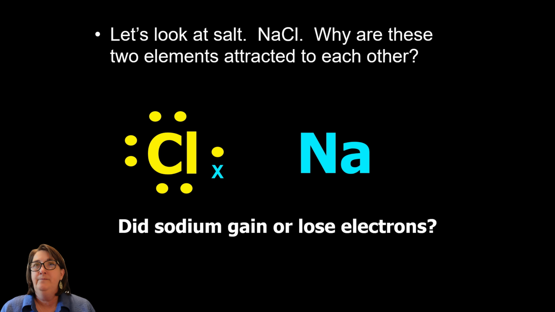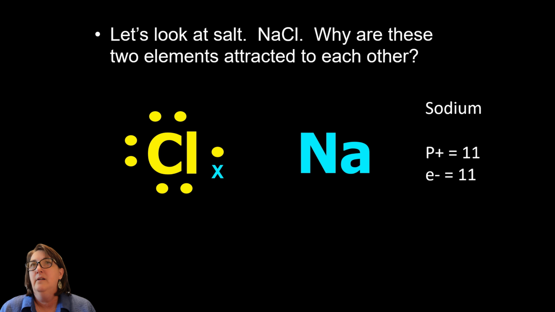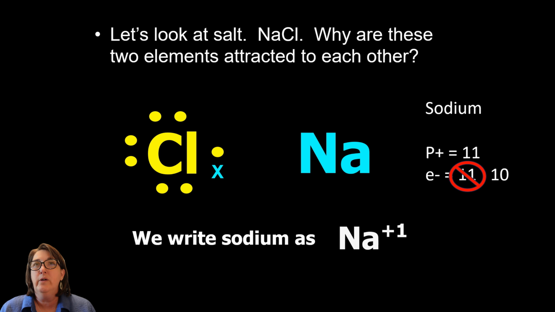I have sodium. It's going to lose an electron. So since it lost an electron, I have to look at this. Sodium has 11 protons. I have on a neutral atom 11 electrons. I no longer have 11. I got rid of 1, so I have 10. Now my charge is going to be a +1, or a 1 plus.